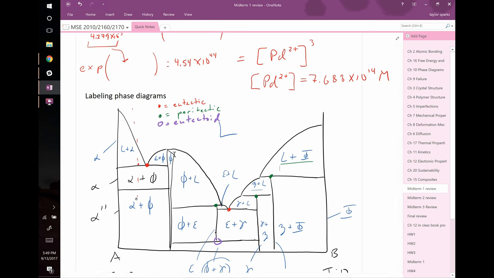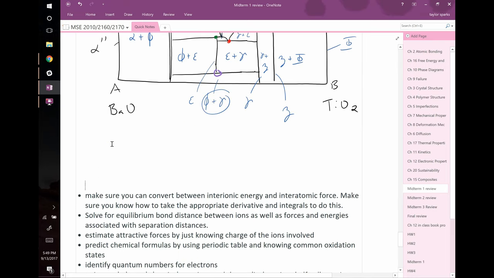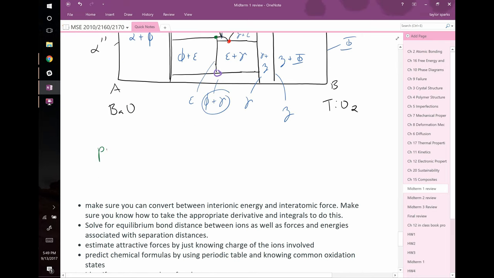Do you have your hand up over there? Remember your name? Corey. What is the difference between a eutectoid and a peritectoid? So let's go down below and write this out. A peritectoid.